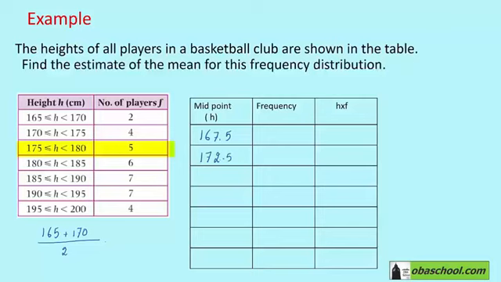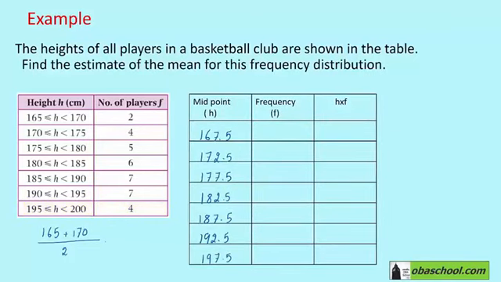The second one has a midpoint of 172.5. The third has 177.5. The fourth has 182.5. This one has 187.5. This height range has a midpoint of 192.5, and the final one has a midpoint of 197.5. And now we need to copy the exact same frequencies that we had in the old table into the new table since the frequency doesn't change. We had 2 players for the first, 4 for second, 5 for third, 6 for fourth, 7 for fifth, 7 for sixth, and 4 for last.